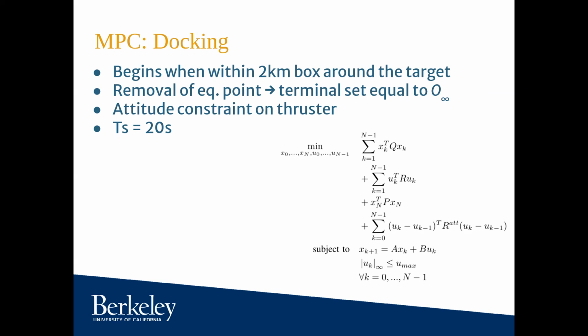And we modify the sampling time. We go from 120 seconds to 20 seconds. We do this because we need higher precision when we're closer to our object, as opposed to traversing a larger distance, like in the rendezvous phase.